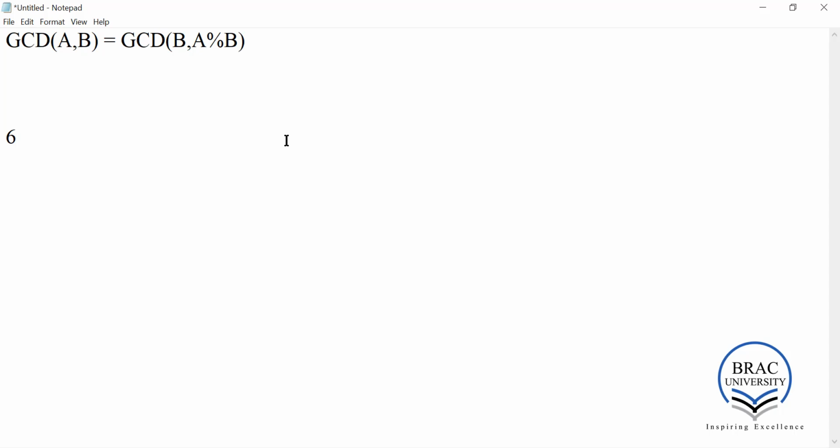In case of 6, my divisors are 1, 2, 3 and 6, right? In case of 10, my divisors are 1, 2, 5, 10. Right? So here you can see that there are two common divisors, 1 and 2, right? So what's the greatest common divisor from these two? This one, right? So that's why the GCD of 6 and 10 is 2.